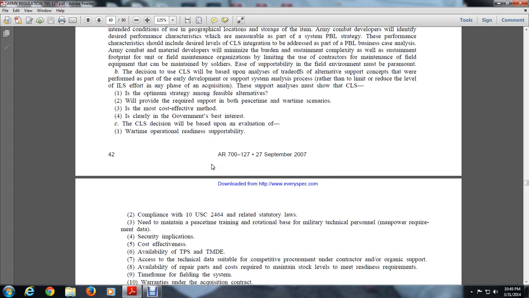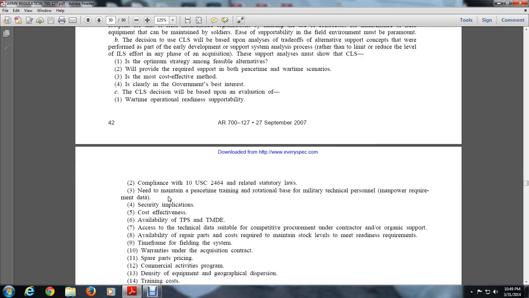3. Need for peacetime training on a rotational basis, from military technical personnel manpower requirement data. 4. Sectional security implementations. 5. Cost effectiveness. TBS. TMDE. 7. Access to technical data suitable for complete competitive procurement under contract versus organic structure. 8. Availability and repair costs required to maintain stock levels to meet readiness requirements. 9. Time frame for fielding the system.